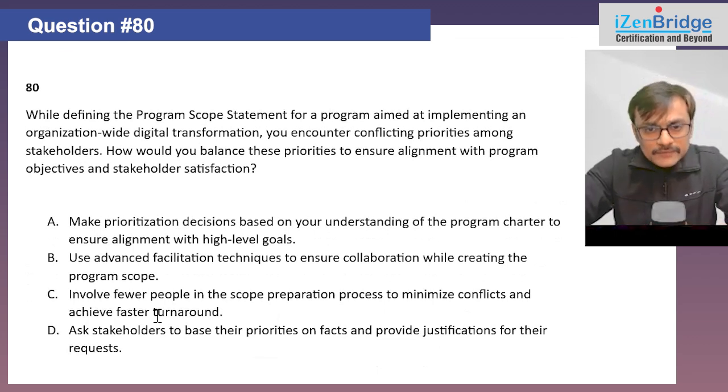So at a program level, you are expected to have a complex group of stakeholders, far more complex than project level stakeholders. And there is more likelihood of having these kind of situations where priorities are conflicting. So that seems to be the case. What do you do?